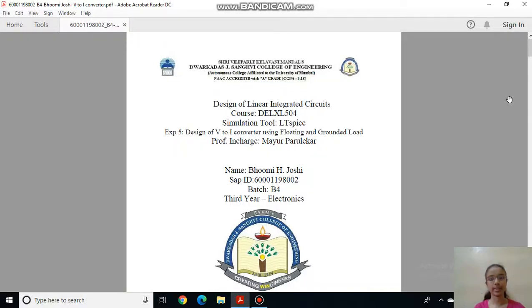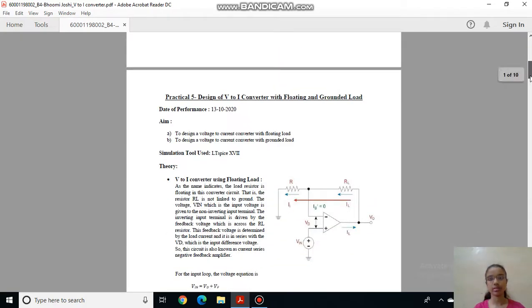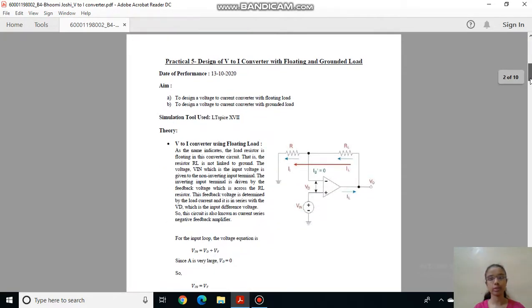Today I am going to explain experiment number 5, V2I converter using floating and grounded load using LTSpice software. So first let us understand what is V2I converter.